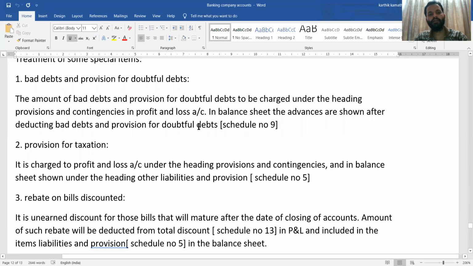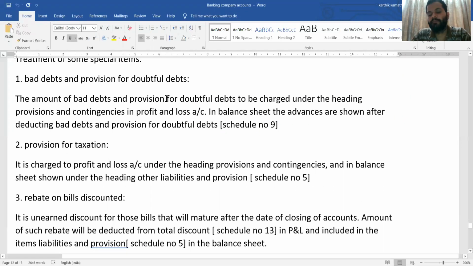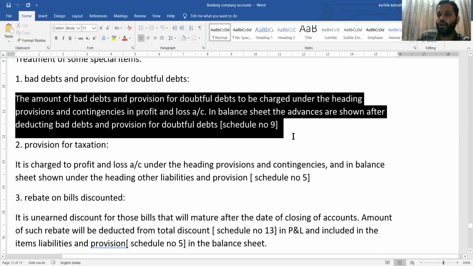Treatment of some special provisions. First thing is bad debts and provision for doubtful debts. The amount of bad debt and provision for doubtful debt is to be charged under the heading provision and contingency. That is, in profit and loss account you need to write provision for bad debts, and from advances you need to deduct that provision. That is in schedule number 9 in the balance sheet. That is the first thing you need to know about bad debts.